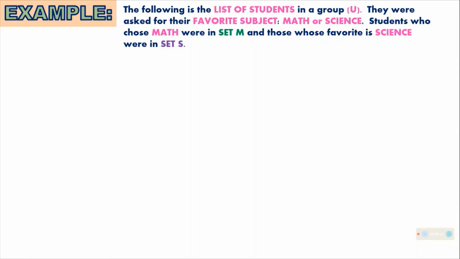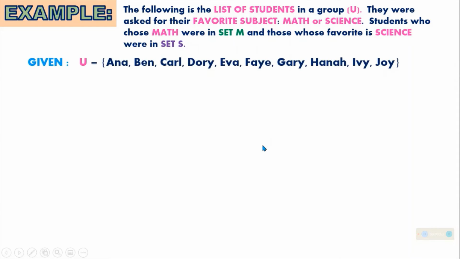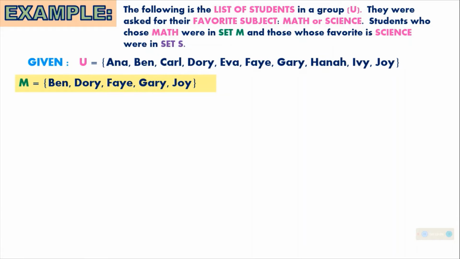Students who choose math were in set M. And those whose favorite is science were in set S. So, given the universal set: Anna, Ben, Carl, Dory, Eva, Faye, Gary, Hannah, Ivy, and Joy. Set M, meaning students who choose math: Ben, Dory, Faye, Gary, and Joy. Set S, those whose favorite is science: Anna, Ben, Gary, Hannah, Ivy.